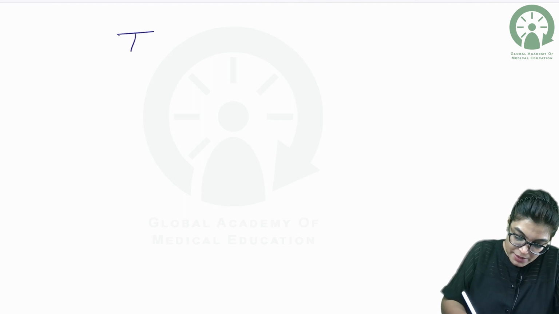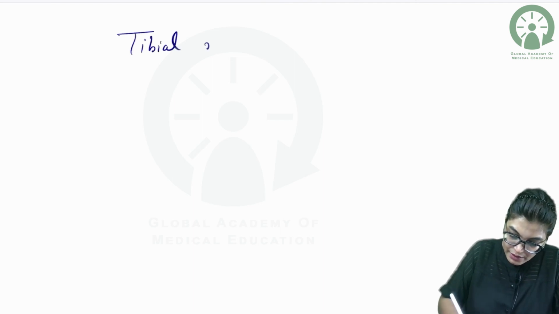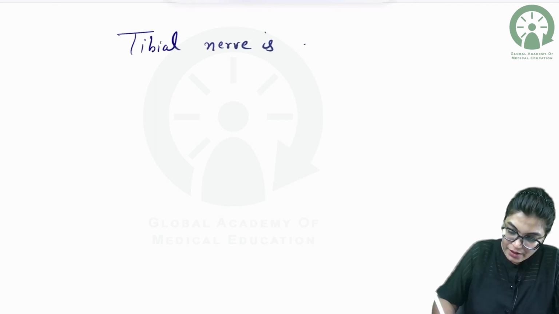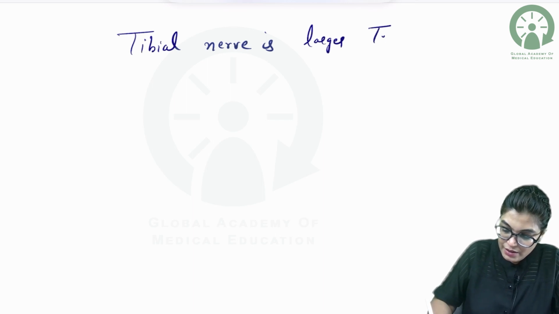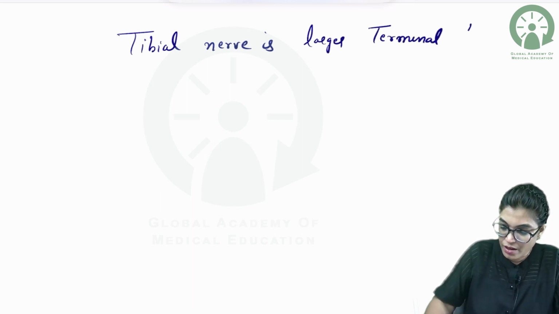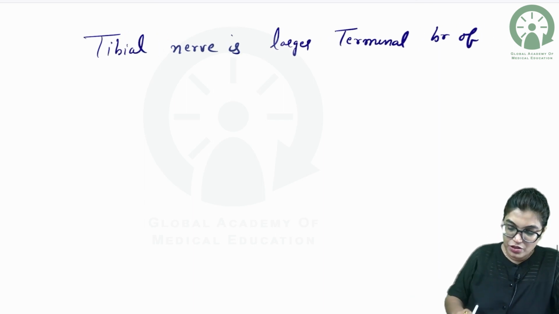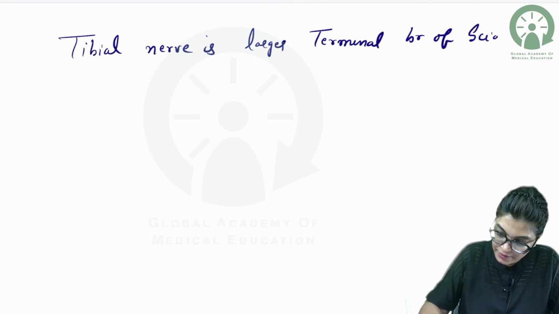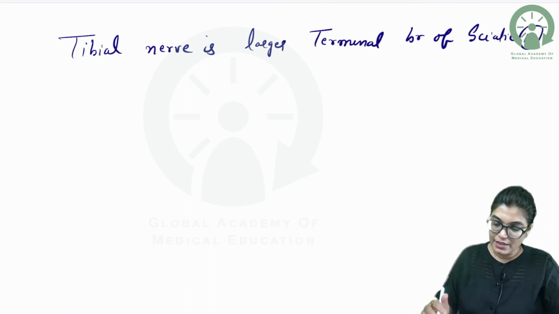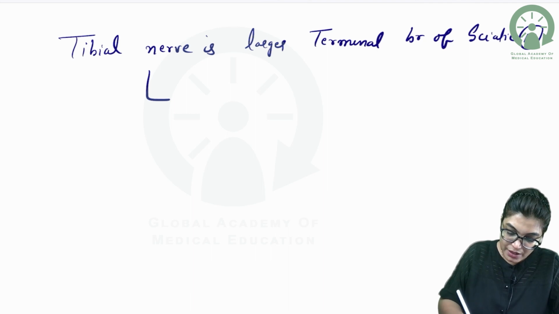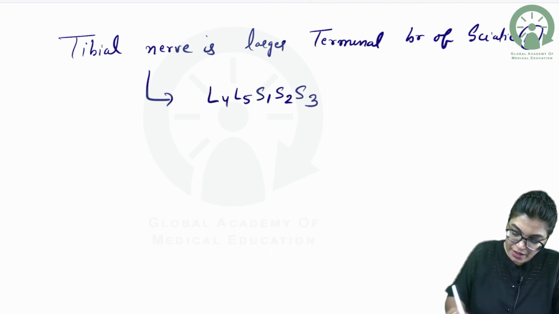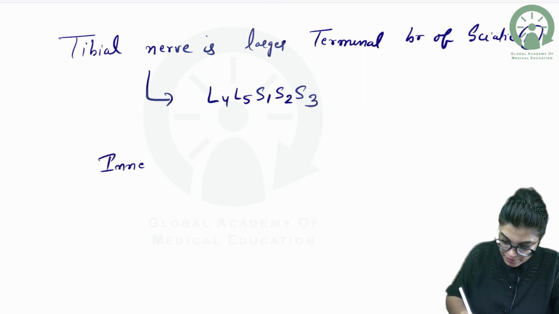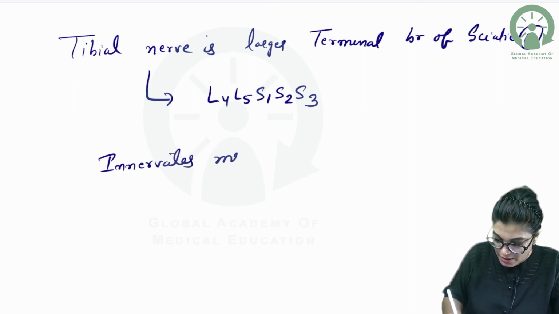Tibial nerve is the larger terminal branch of sciatic nerve. It is the larger terminal branch of sciatic nerve. Root value is L4, L5, S1, S2 and S3. Innervates muscles of posterior compartment of leg.